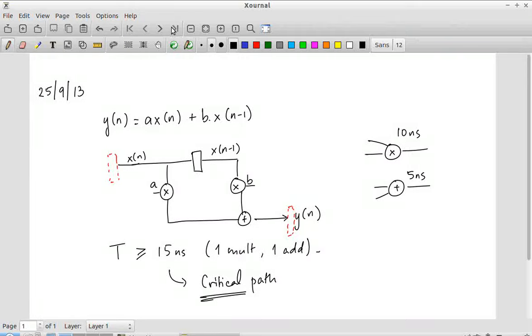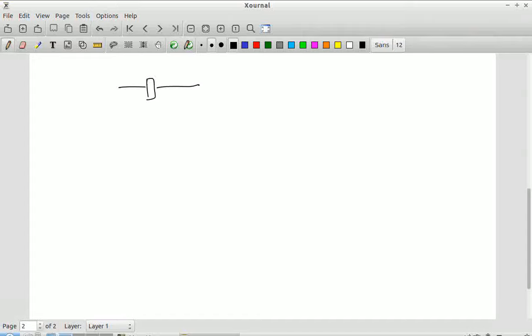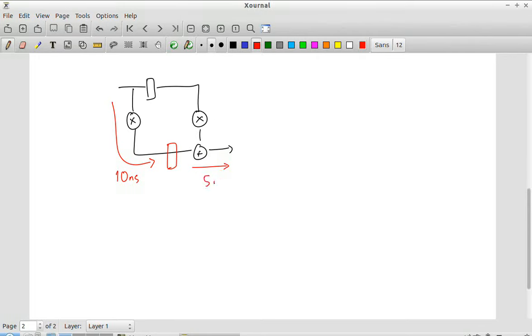Now, of course, the question becomes, how do I reduce this? One of the things I could think of doing is to let me try and break the combinational path somewhere. So the question becomes, can I just introduce a register over here? This will at least break the input to output combinational path. Now this becomes only 10 nanoseconds, this becomes 5 nanoseconds, but I still have this path which is 15 nanoseconds.